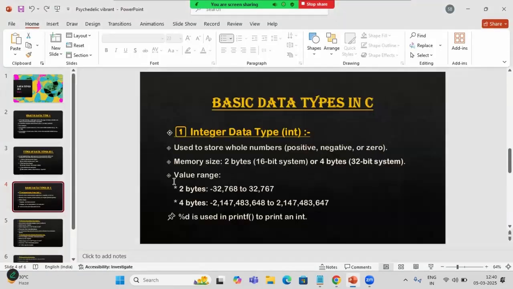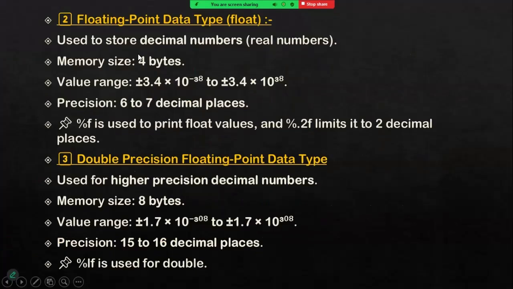Next, we will learn about the floating point data type, whose keyword is float. Floating point is used to store decimal numbers, real numbers. Its memory size is 4 bytes and value range is plus minus 3.4 into 10 to the power minus 38 to plus minus 3.4 into 10 to the power 38. Precision is 6 to 7 decimal places, and percentage f is the format specifier used to print float values, and percentage point 2 f limits it to only 2 decimal places.